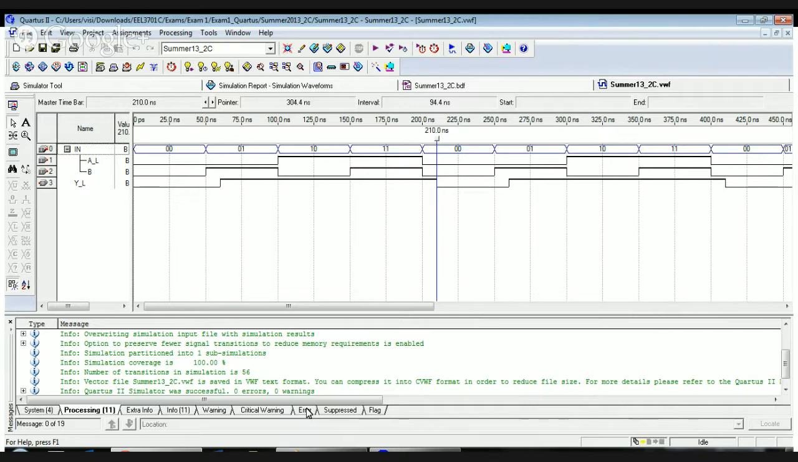Match up with the voltage table. Yeah, but it matched up with my voltage table. It matches your voltage table. Yeah.